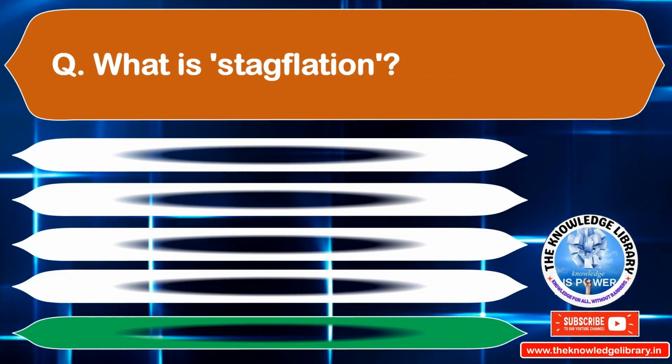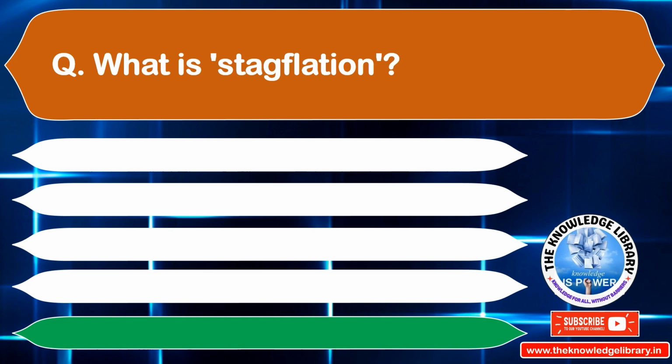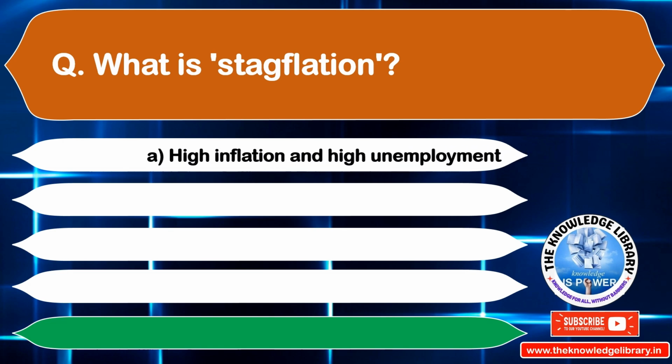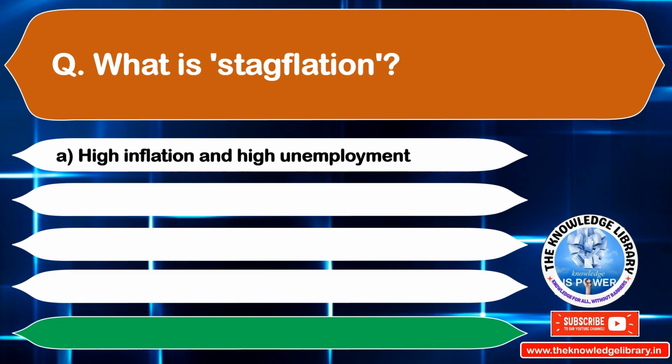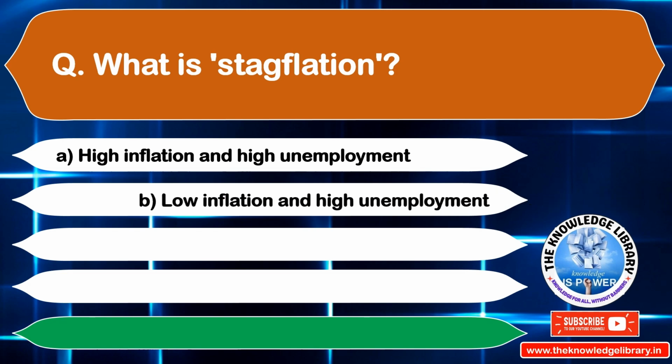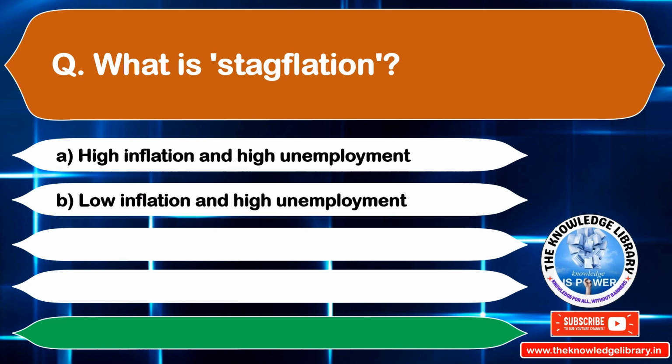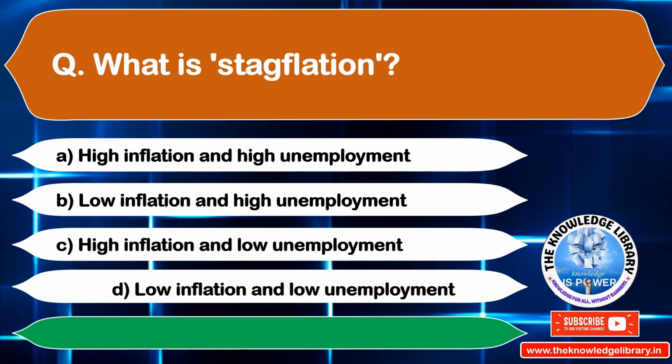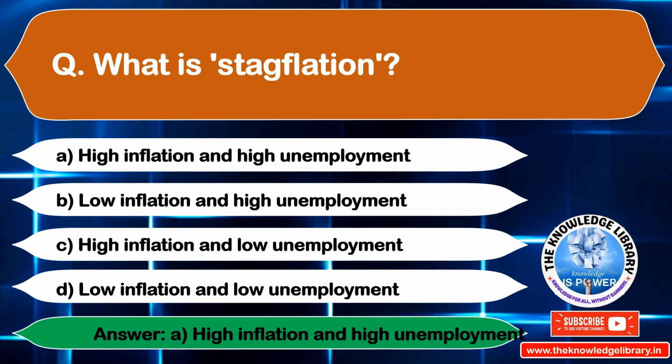What is stagflation? Option A, high inflation and high unemployment. Option B, low inflation and high unemployment. Option C, high inflation and low unemployment. Option D, low inflation and low unemployment. The correct answer is option A, high inflation and high unemployment. Move to the next question.